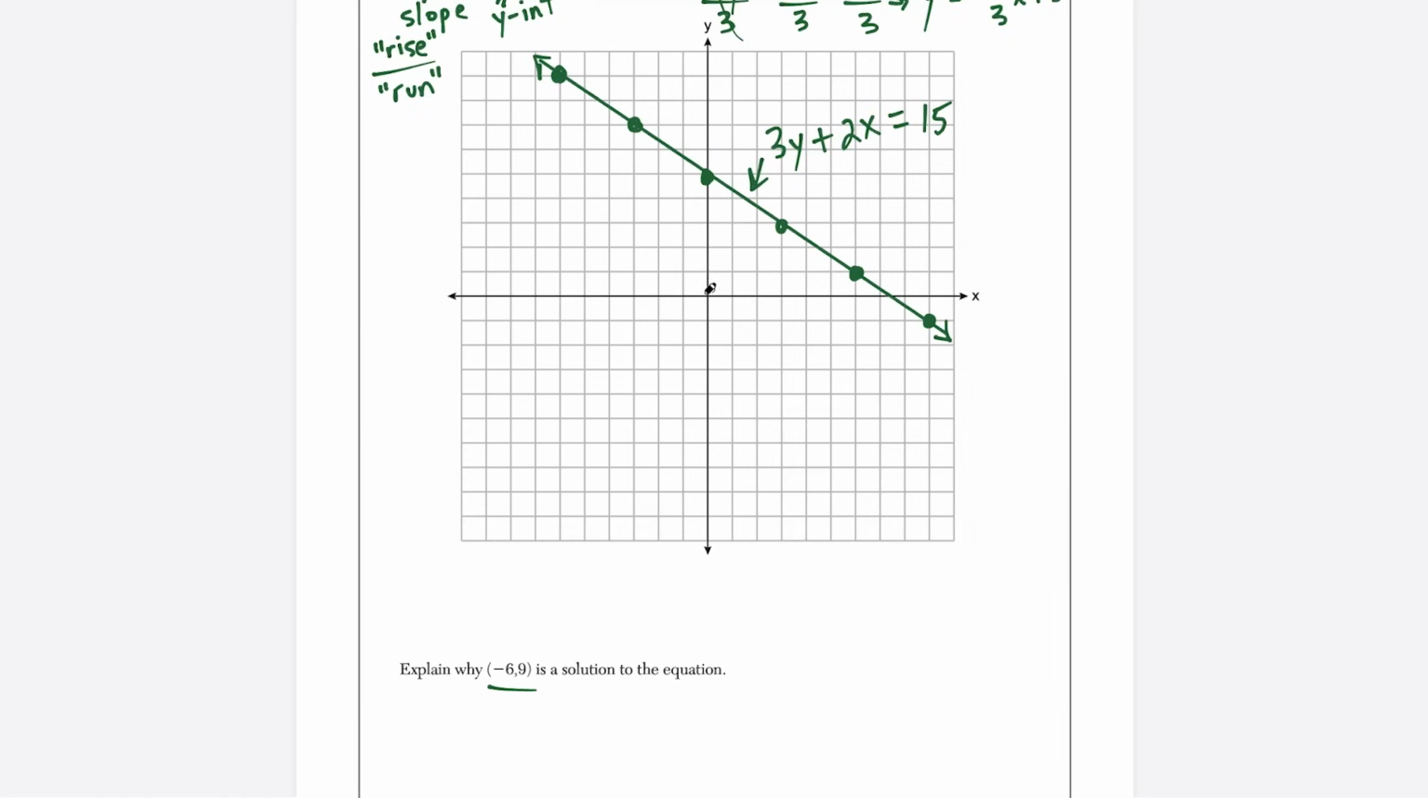So let's count negative 6, 9. We're going to the left 1, 2, 3, 4, 5, 6. So here's negative 6, and we're going up 9. So up 1, 2, 3, 4, 5, 6, 7, 8, 9. And notice that it puts us right on this point over here. Okay, so what I'm noticing here is that the point negative 6, 9 is actually on our line. So we could say that this is a solution to the equation because it lies on the graph of the equation.